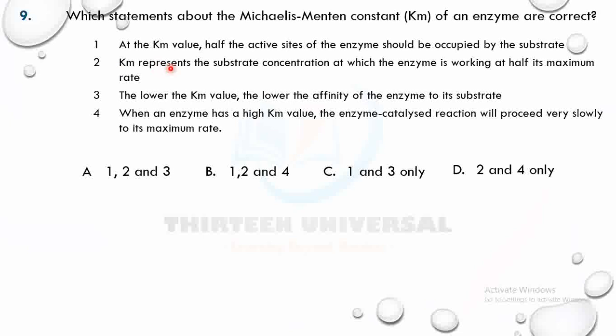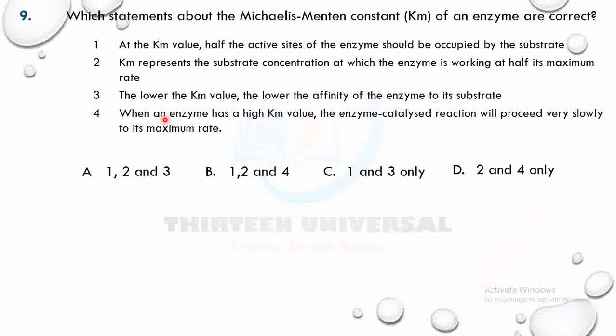Number 2 says Km represents the substrate concentration at which the enzyme is working at half its maximum rate. That makes sense. Number 3 says the lower the Km value, the lower the affinity. Nope. The lower the Km value, the higher the affinity because they have an inverse relationship. So 3 is wrong.